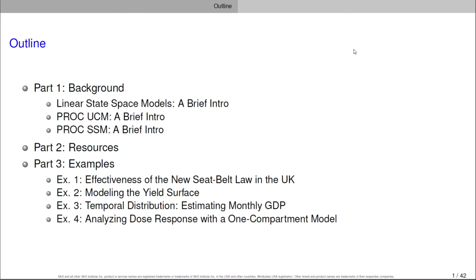I have divided this tutorial into three sections. The first section introduces the state space model and the two SAS procedures, PROC UCM and PROC SSM, that are specially designed for state space model. The second section shows you where to look for additional information. Basically, we quickly go over the web links for the documentation of the UCM and SSM procedures and the books and articles I have found useful. Finally, in the last section, we will cover some interesting examples of state space modeling.